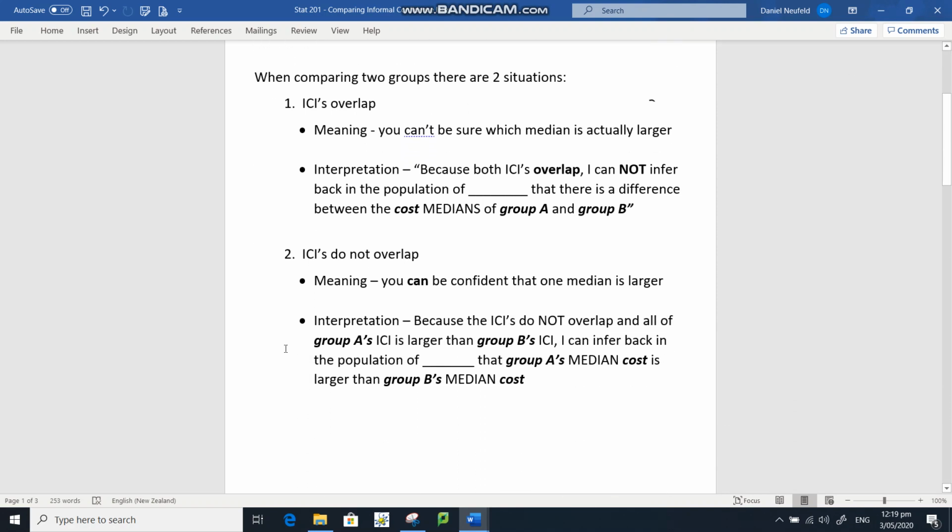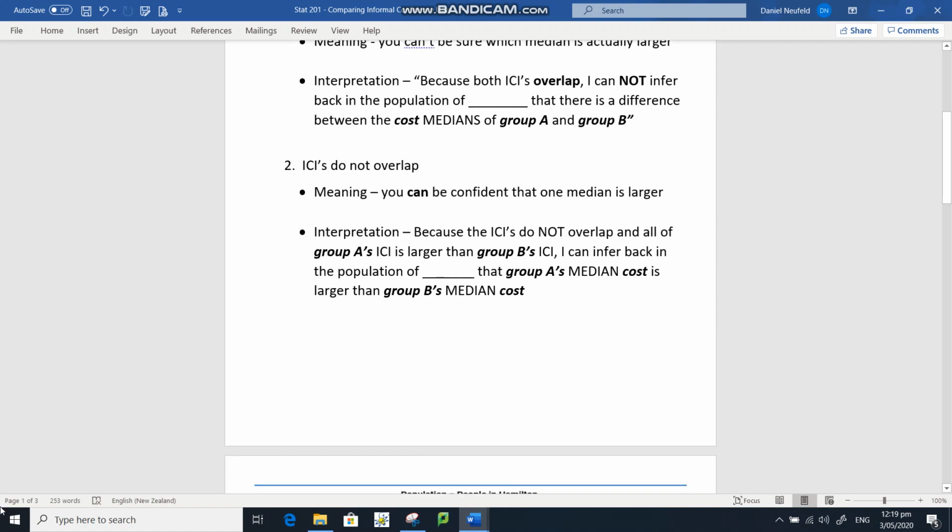Okay? Next, if they don't overlap. Now, in this case, we can be confident that one is bigger than the other.